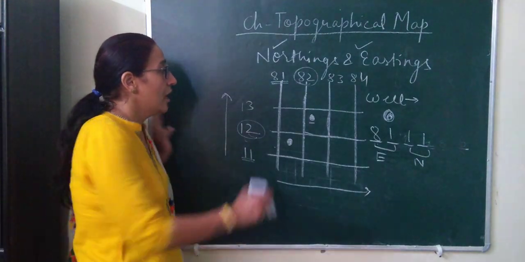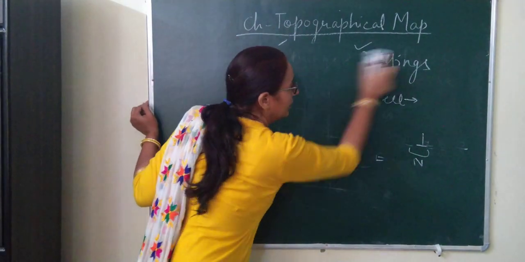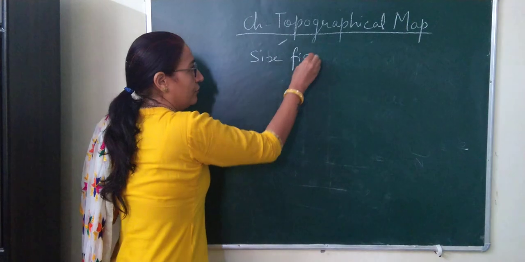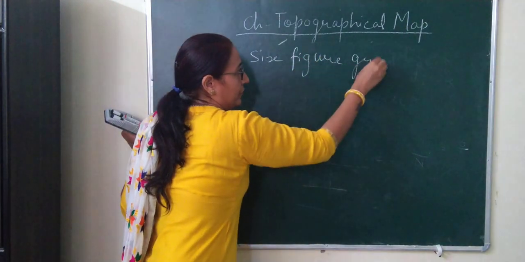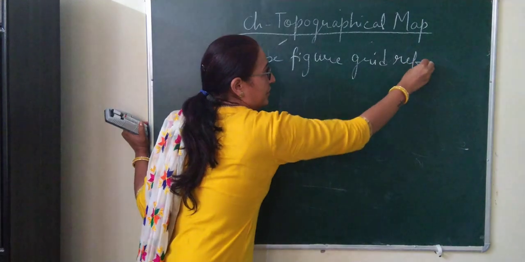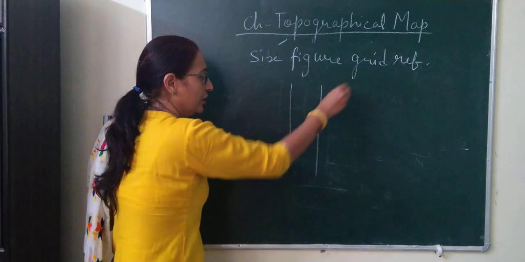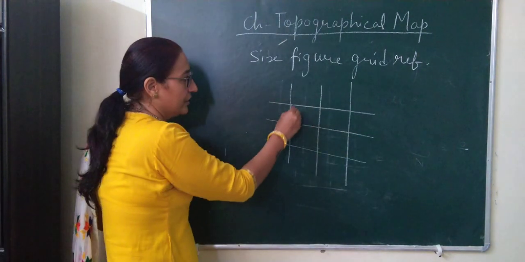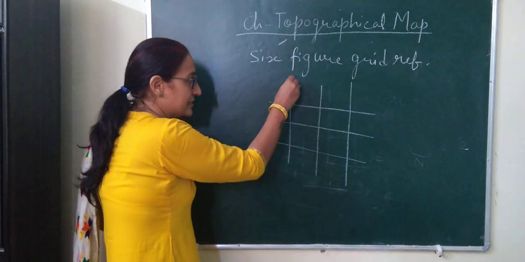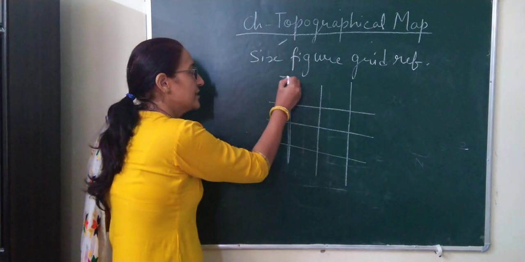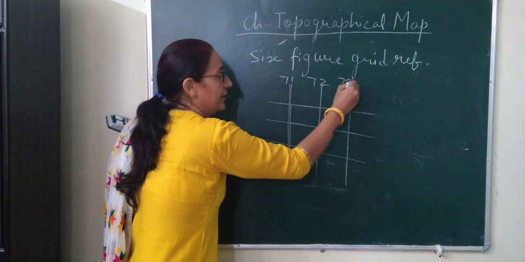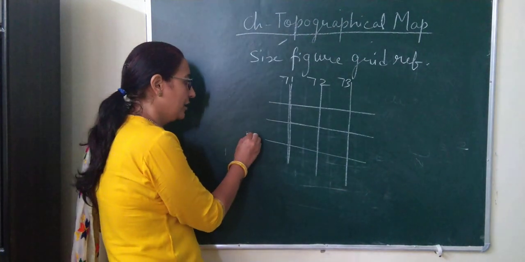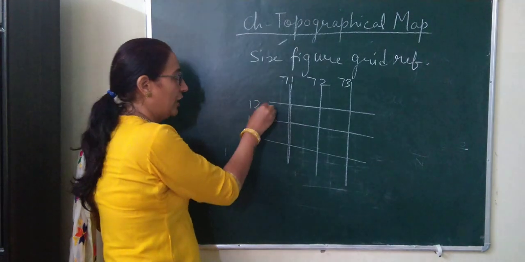Now we have to learn how to find out 6-figure grid reference. Again, the network of eastings and northings gives us a grid. So these are standing lines, eastings indicated with numbers 71, 72, 73. And these horizontal lines, northing lines, indicated with numbers 10, 11, 12.